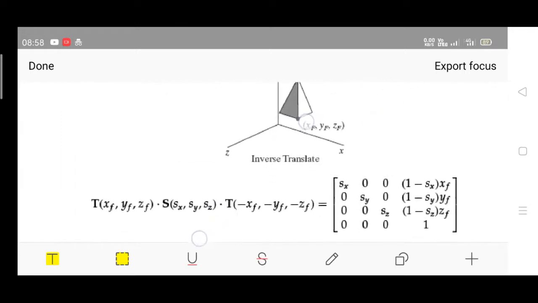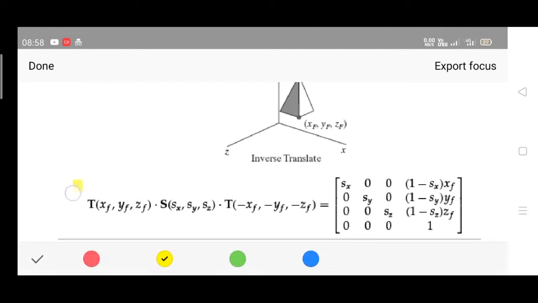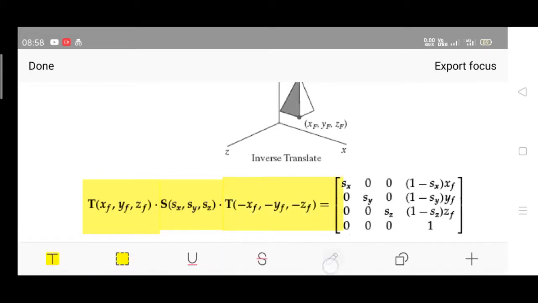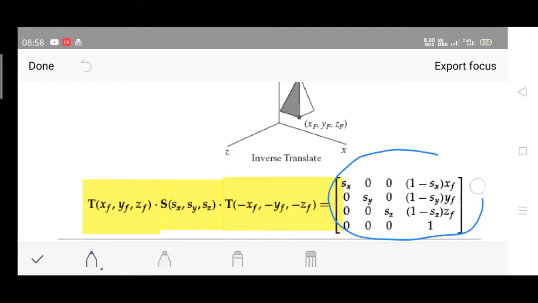As you can see here, translation T is performed, followed by scaling, followed by inverse T. After writing out the contents of the matrix, this is the simplified answer. Why are we getting 1 minus and so on? You have to consider the negative values for xf in case of the inverse translation: instead of addition, you have to go for subtraction of the constant values xf, yf as well as zf.